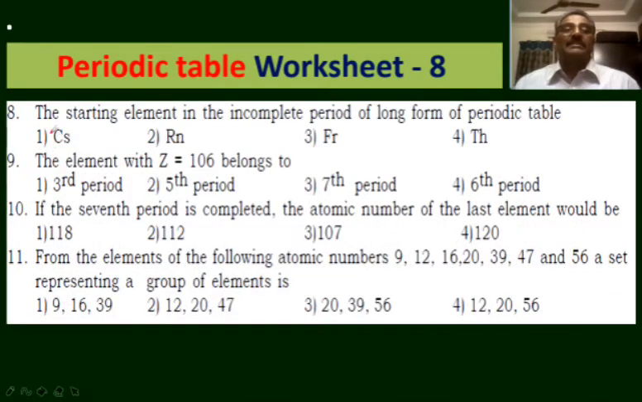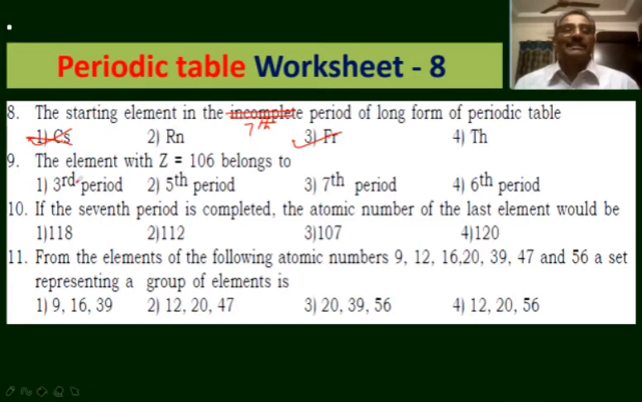Next, eighth question. The starting element in the incomplete period of long form of the periodic table is, let us replace this incomplete period with the seventh period. The starting element in the seventh period of long form of the periodic table is francium. Hydrogen, first period, lithium, sodium, potassium, rubidium, cesium in the sixth period and francium in the seventh period. So francium is the right option here. Third option is right.